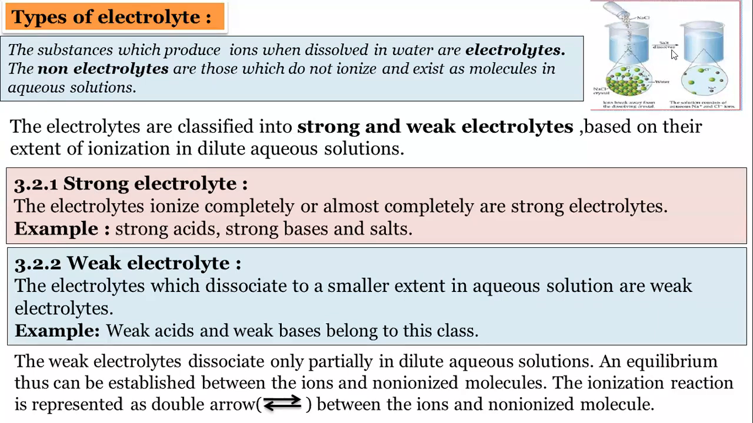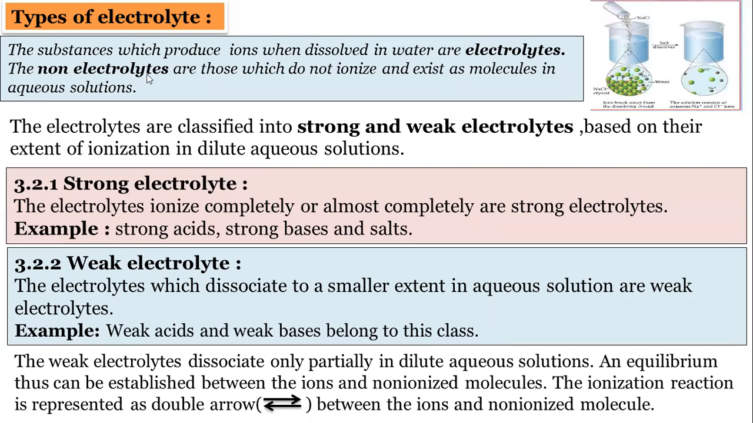Opposite to these electrolytes, there are substances which do not produce ions when they dissolve in water. These are called non-electrolytes. Non-electrolytes are the substances which do not ionize, meaning they exist as molecules. They exist in molecular form.